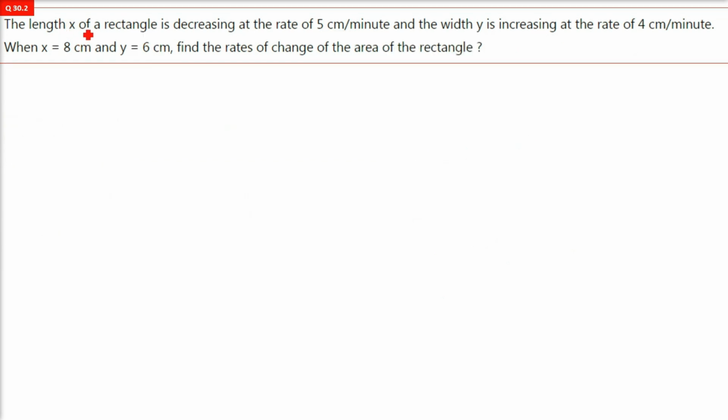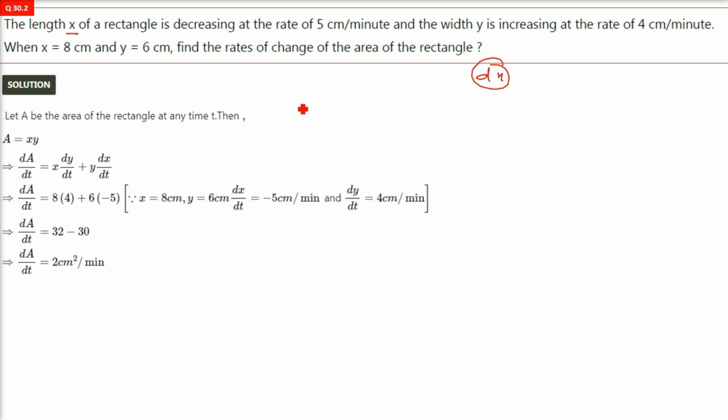Now, this is your x, this is your y, and this is how it is to be computed. Again, the same question. See, these questions are exactly similar, but now we are talking not about the perimeter, we are talking about the area. So this dy by dt is 4 in this case, which is positive we are going to take. dx by dt, since it is decreasing at the rate of 5 centimeter per minute, dx by dt is -5 centimeter per minute. x is given as 8, y is given as 6 centimeter. Now we are interested in area. Area is what? Length into breadth, or length into width. So it will be x into y.